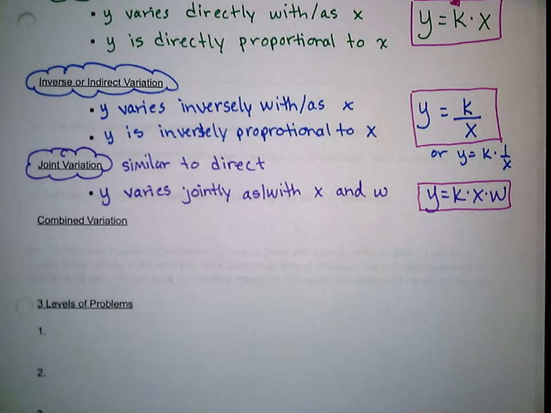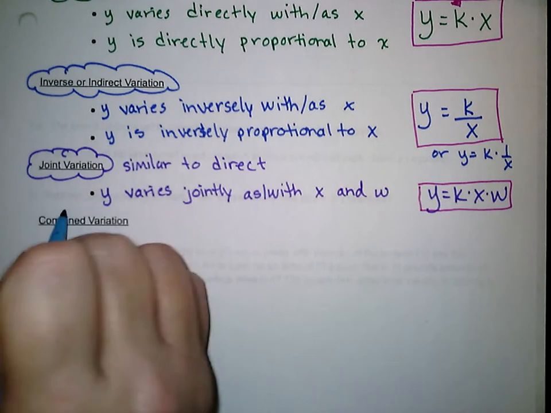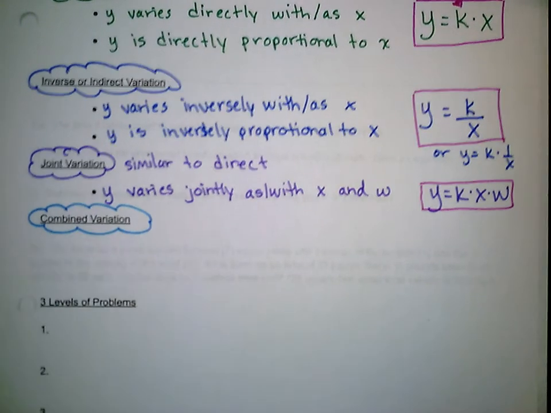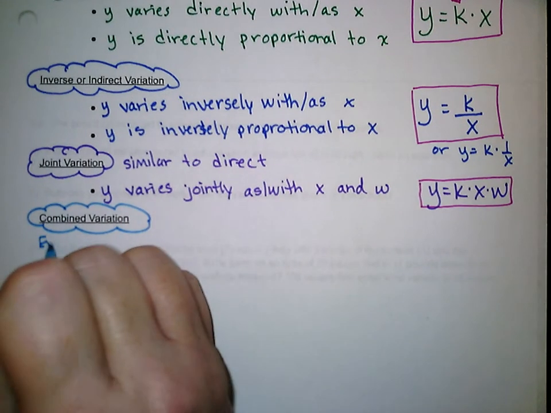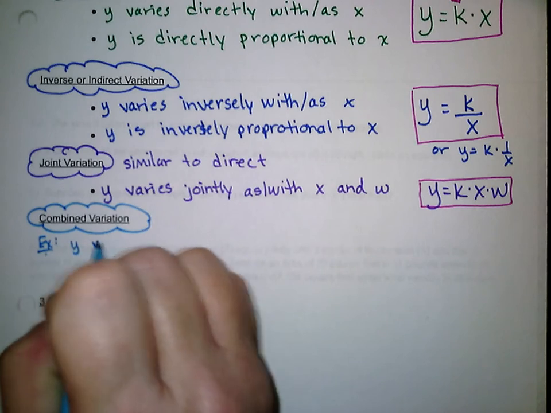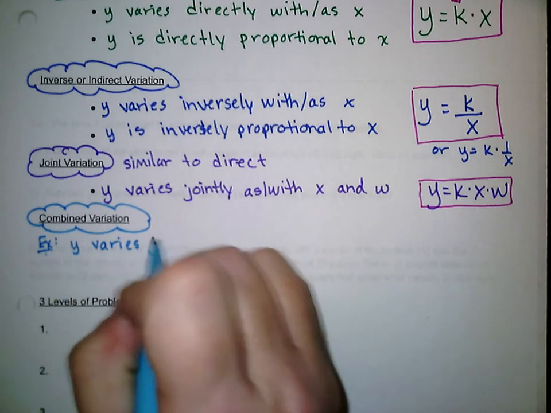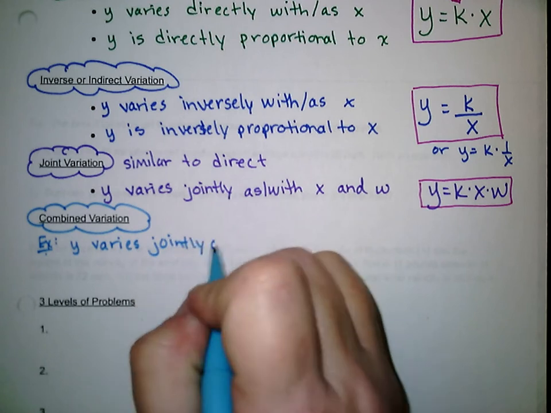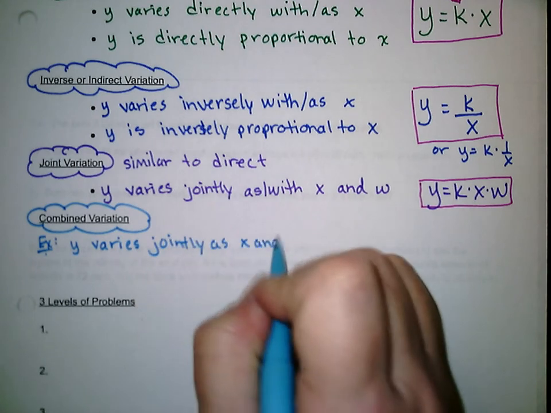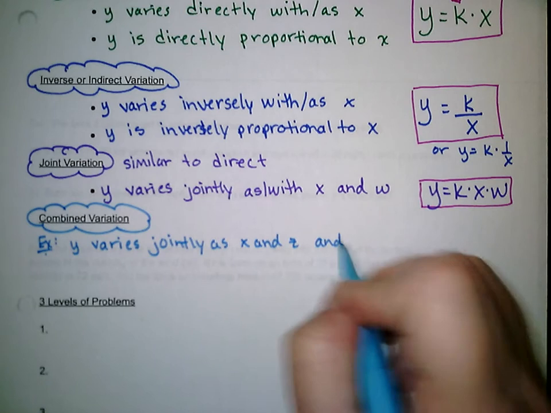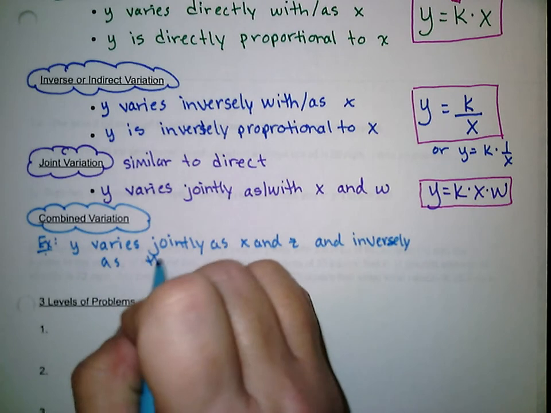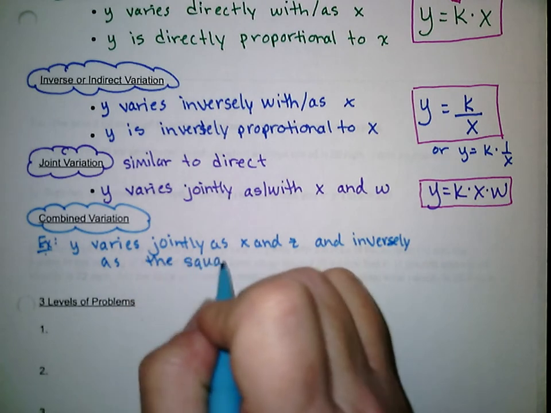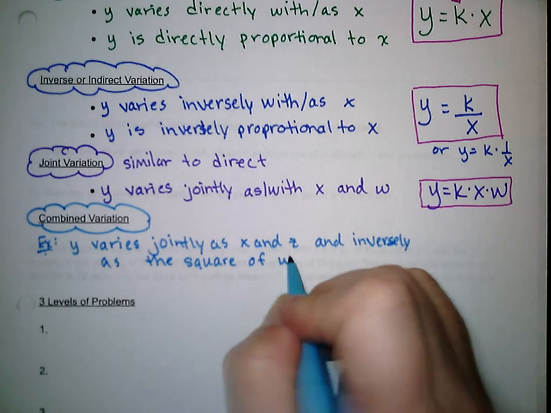And then the last one we're going to talk about is combined variation. And that's where you're going to have more than one type of variation in your problem. And those are actually pretty common. So here's an example of one that you might see. y varies jointly as x and z, and inversely as the square of w.